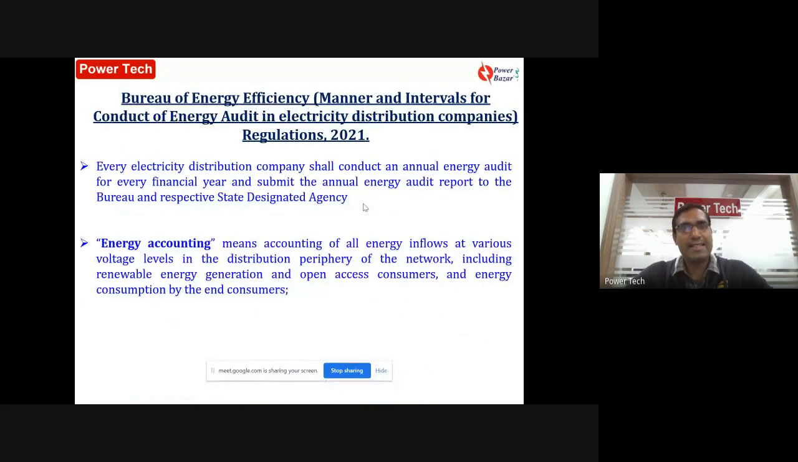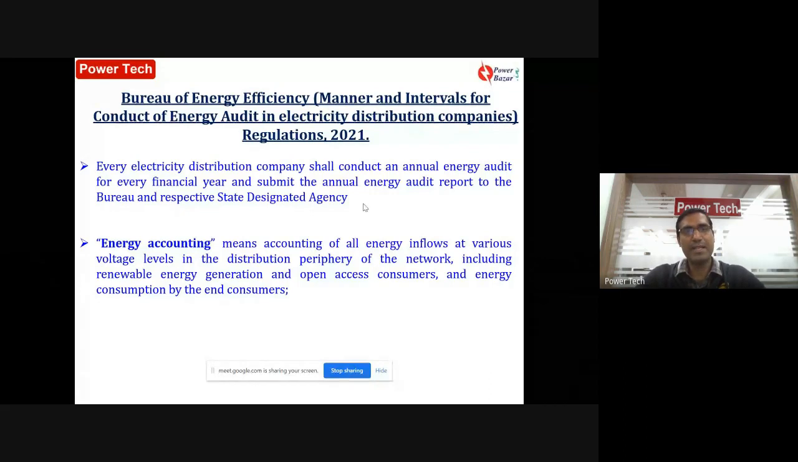Now, what are the guidelines for the conduct of the energy audit in the electricity distribution company? This is by the BEE notification, which was notified in October 2021. I'll be discussing a few important points of this notification. In that notification, it has been clearly mentioned that every electricity distribution company has to conduct an annual energy audit every financial year, and also a periodic quarterly energy audit by the energy manager of the company, and that has to be submitted to the Bureau and the respective SDA.